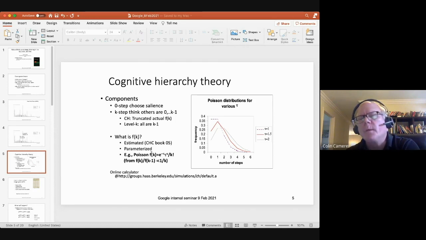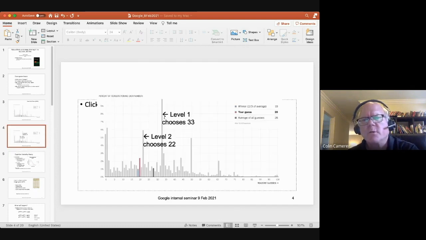And so if you pick a tau value and a specification of what the 0-step choosers do, like in this example, we usually use just random from 0 to 100, but you can plug in any 0-step assumption you want. You can do it with stochastic choice, like inverse temperature, but in this case, if it's deterministic, you're going to see a picture like this, right? So the level 1s will choose 33.